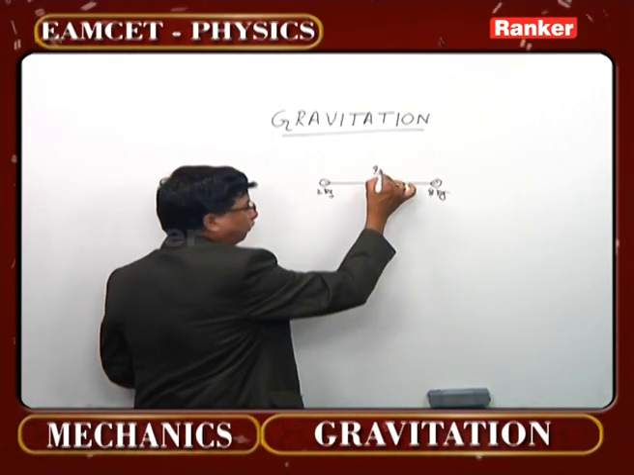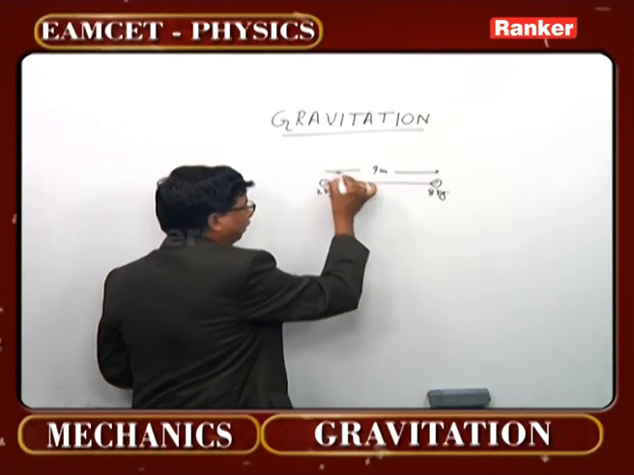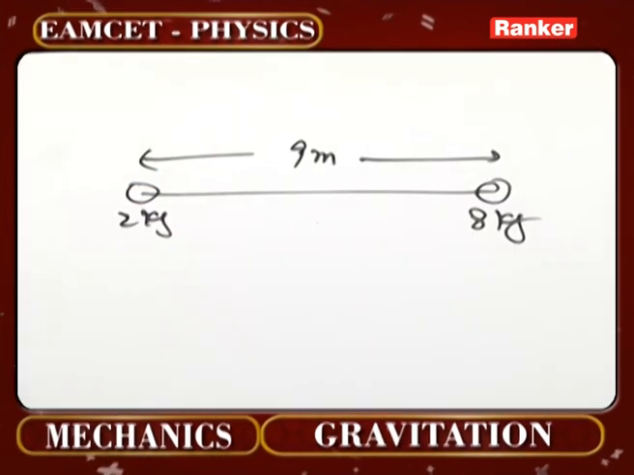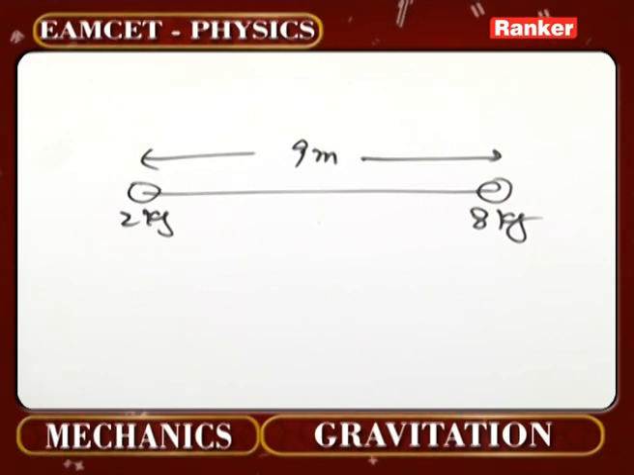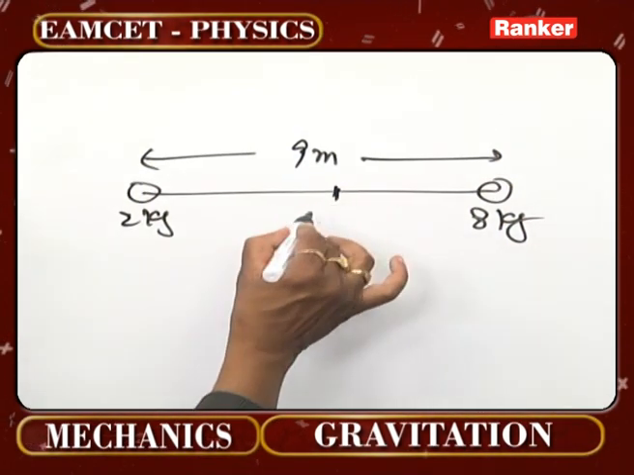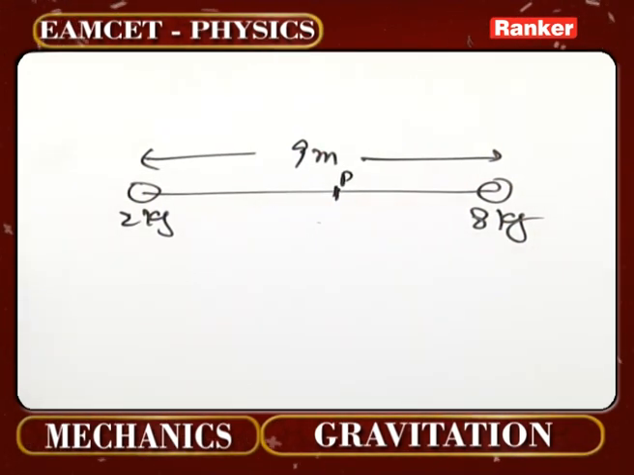What is the separation distance given? 9 meter. Now the question is, where will the gravitational field intensity be 0? What is gravitational field intensity? In fact, we all know it is the force experienced by unit mass placed at that point of consideration. So if you take, for example, this is the point P where the gravitational field intensity is 0.